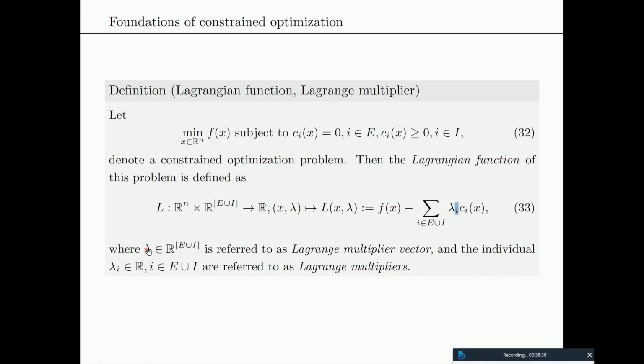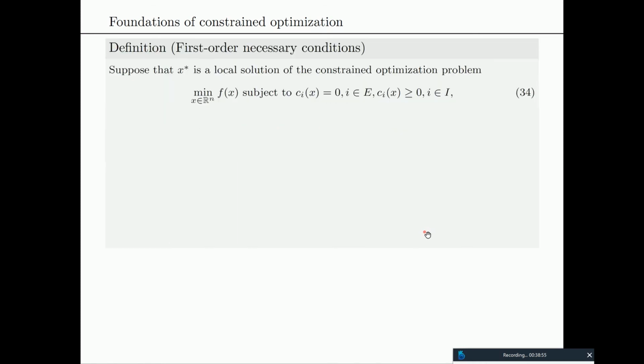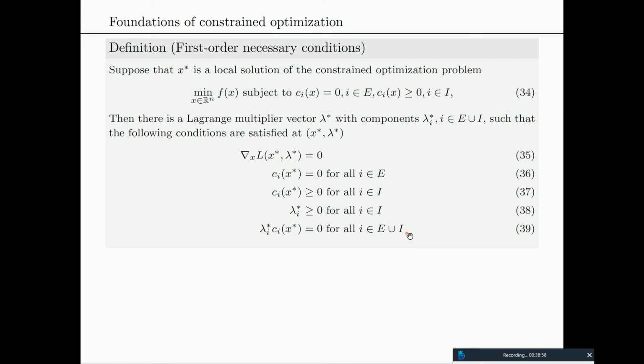This vector lambda is referred to as the Lagrange multiplier vector here, and the individual entries of this vector are called Lagrange multipliers. So far this is just the definition. Why do we need this? Because, and this is the important thing, the Lagrange function can be used to specify a necessary condition for the optimal solution.